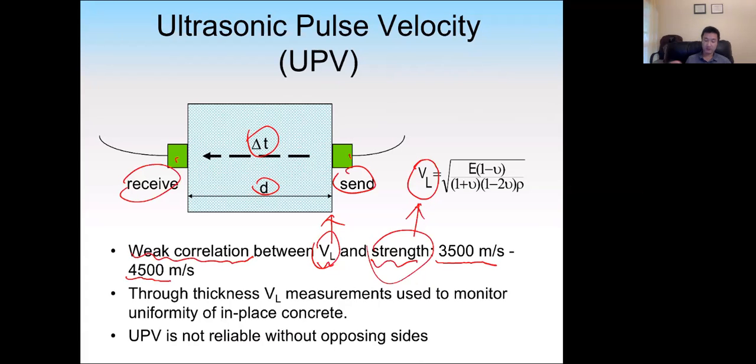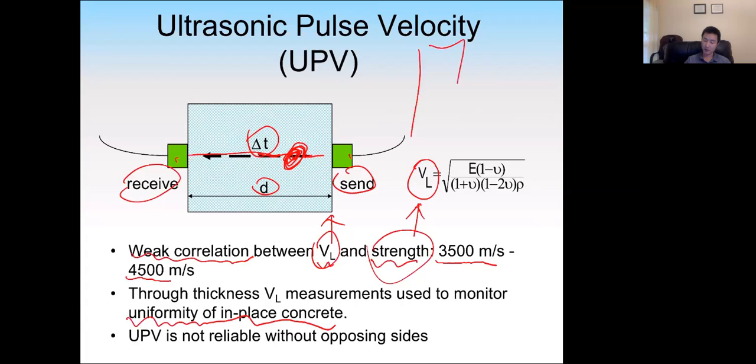Okay, if, for example, we have large voids here, then the wave will take much longer time to go from one end to the other. So that will greatly increase the time. So the velocity calculated will be much lower. So we can use that to monitor the uniformity of in-place concrete.